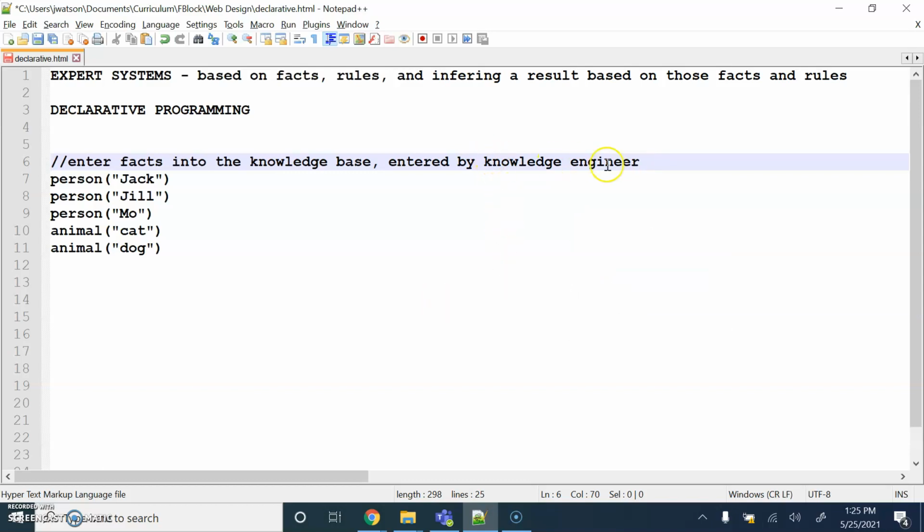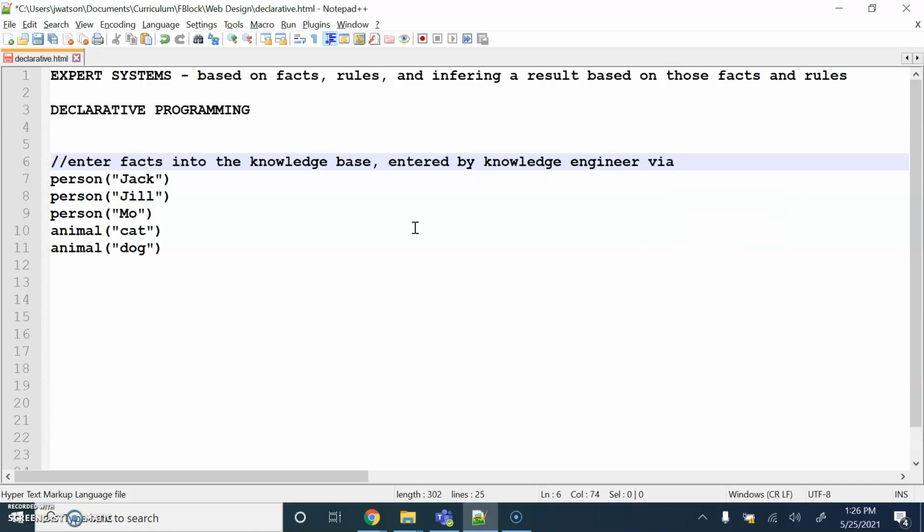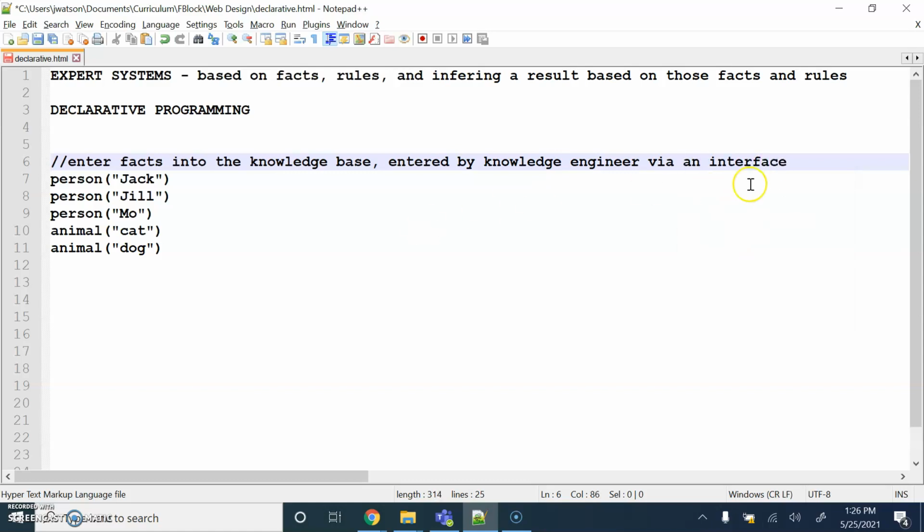Now, in order for the knowledge engineer to enter these facts into the knowledge base, there needs to be some kind of an interface. For example, a keyboard and a monitor. Very simple example of an interface. So these are required in the expert system in order to enter facts into the knowledge base. Okay, so these are the facts stored in the knowledge base.